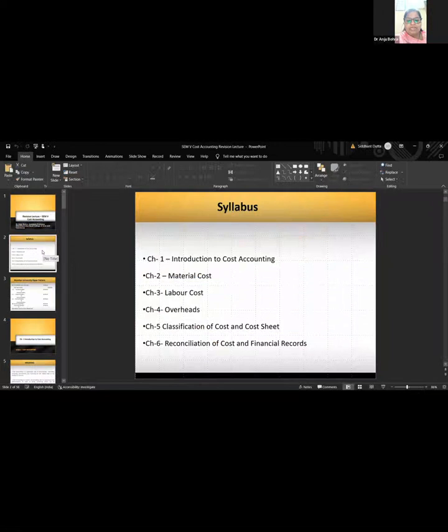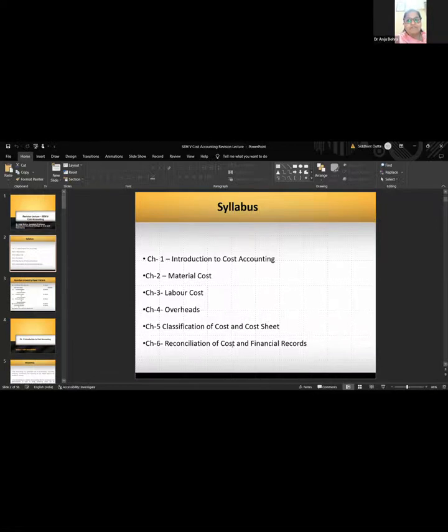So there are 6 chapters in your syllabus. First chapter is Introduction to Cost Accounting. This is a theory chapter. Entire theoretical aspect will be asked from this chapter. Second chapter is material cost. Third chapter is labor cost. Fourth chapter is overhead. Fifth chapter is classification of cost and cost sheet. And sixth chapter is reconciliation of cost and financial record.